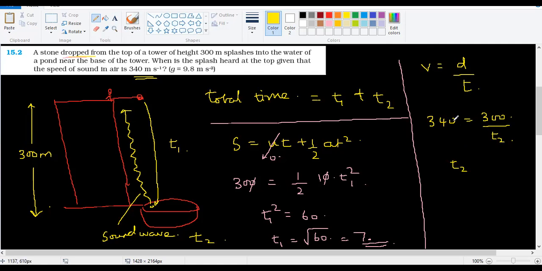So t2 is equal to 0, 0 cancels. So 30 by 34, that many seconds, which is less than 1. So I think this will be something like 0.8 or 0.9, I do not know. So we have to add this and this, and then you have to tell the total time.